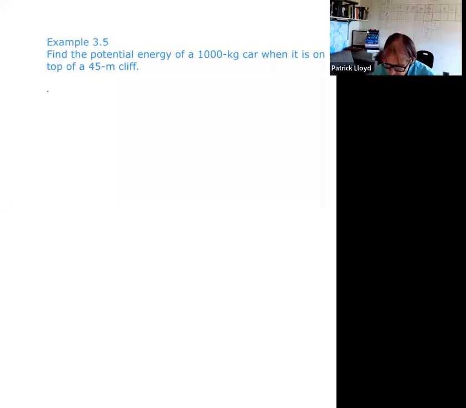Okay, here's example 3.5. Find the potential energy of a 1,000 kilogram car when it is on top of a 45-meter cliff. Okay, so potential energy, there are different forms of it, but potential energy is the energy that something has based on its position, where it is.